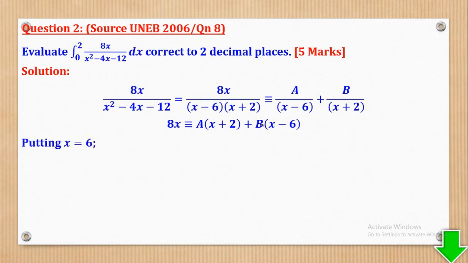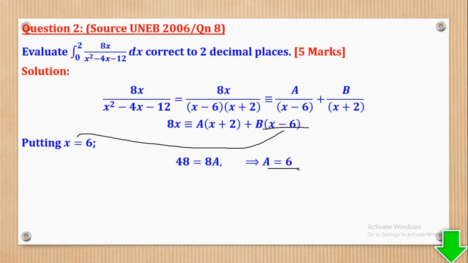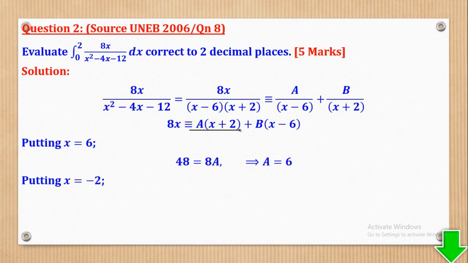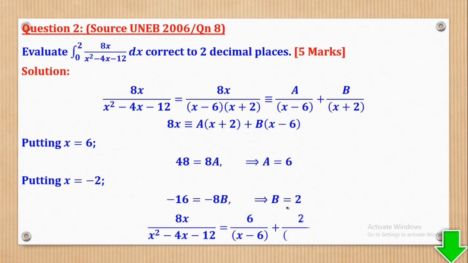So next is to choose any of the methods. The easiest one for this case is the one for substituting suitable values. So to make this one 0, x will be equal to 6, so I'll substitute to come up with that, where a will be 6. Then to make this one equal to 0, x will be equal to negative 2, so I'll substitute to come up with b as 2. Therefore my partial fraction will be this, where a is 6 and b is 2.